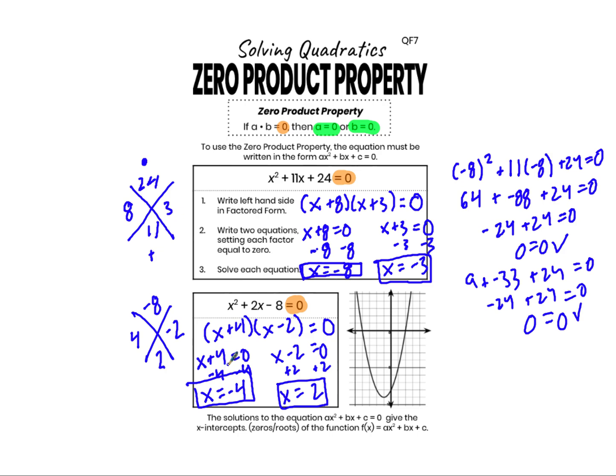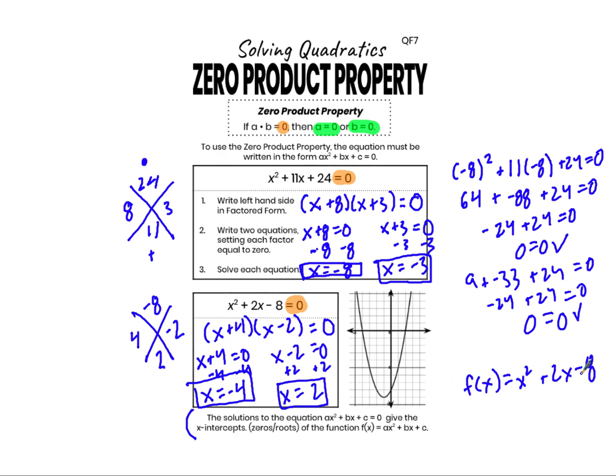The two solutions to x squared plus 2x minus 8 equals 0 are x equals negative 4 and x equals 2. Now something awesome about solving quadratics using the zero product property is discussed here. The solutions to the equation solved using the zero product property give me the x-intercepts of the function obtained from the left-hand side of my equation. So let's look at what that means for this example. So let's write the function obtained from the left-hand side of this example. So f of x equals x squared plus 2x minus 8.